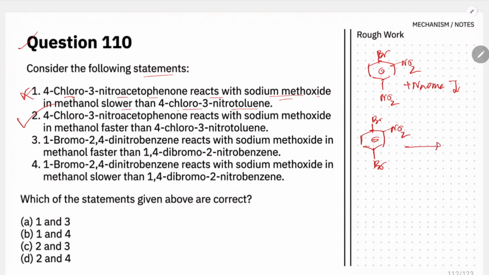So the same reagent is given, but you can see this nitro group will activate more. So in the substitution reaction, the rate of reaction is higher for this compound than this, because when the reagent is coming in this place, only one nitro group will activate it, but here two nitro groups will activate the ring for nucleophilic substitution. So option 3 is also right. So the correct option will be C, 2, 3.